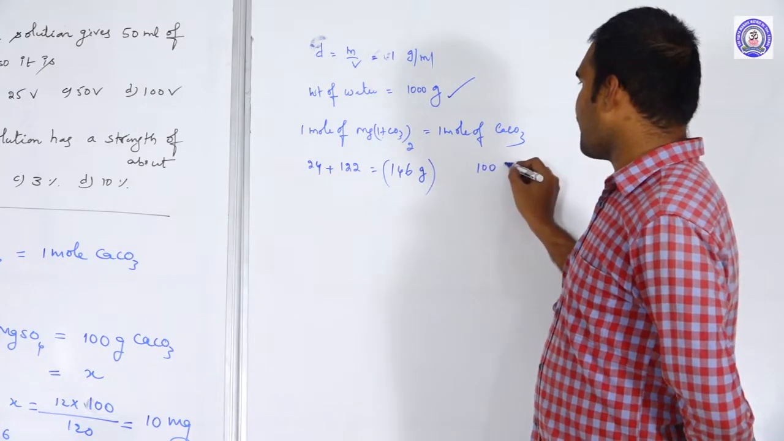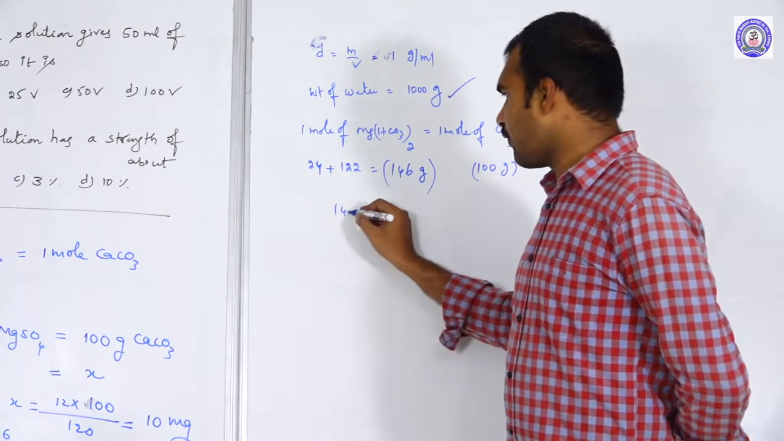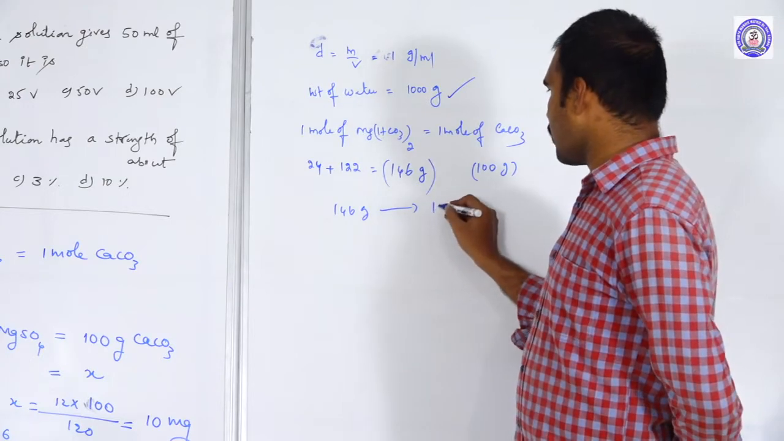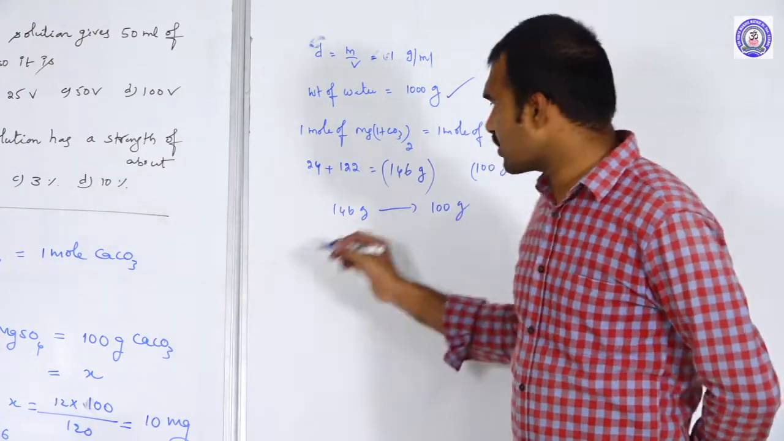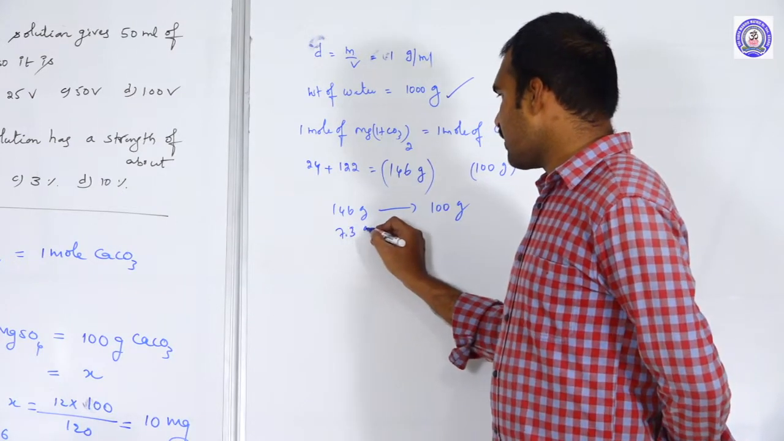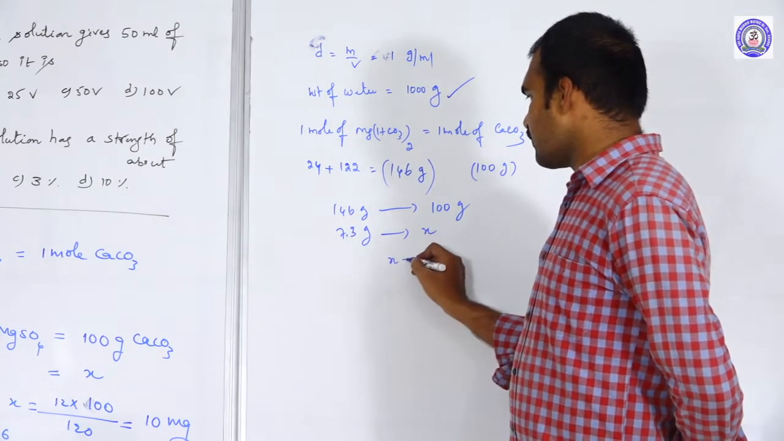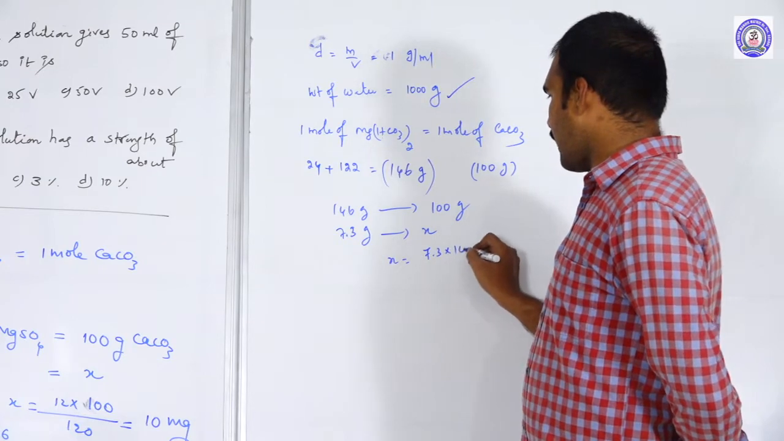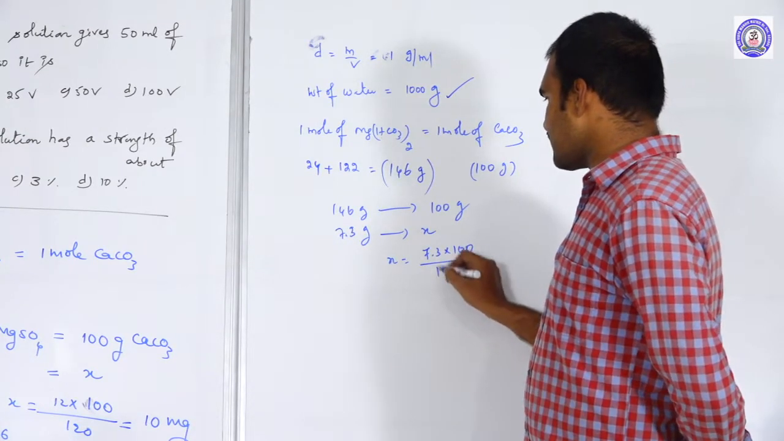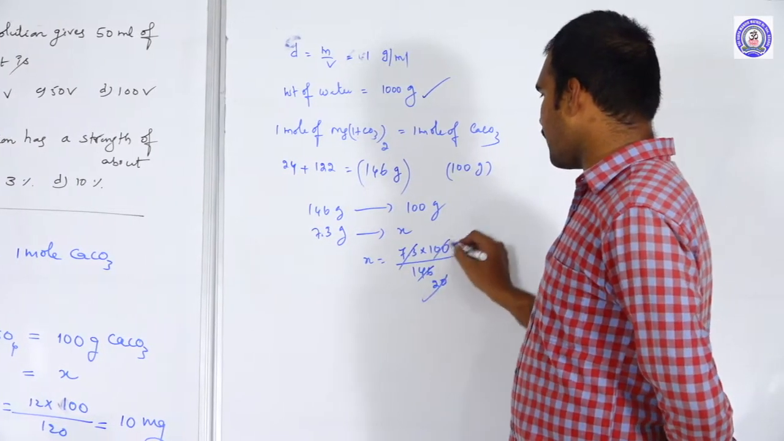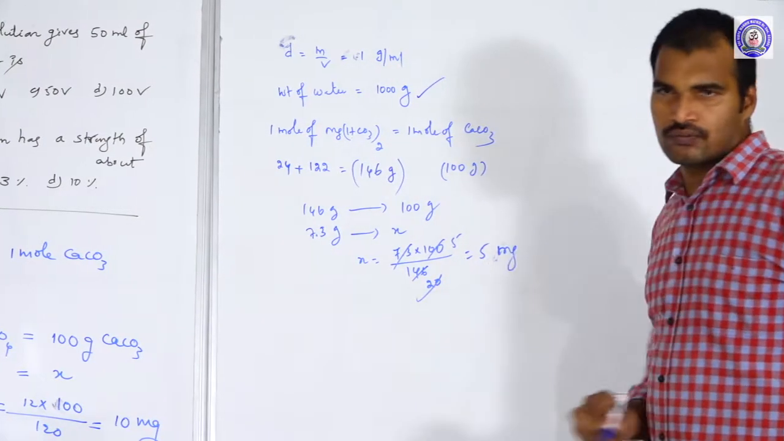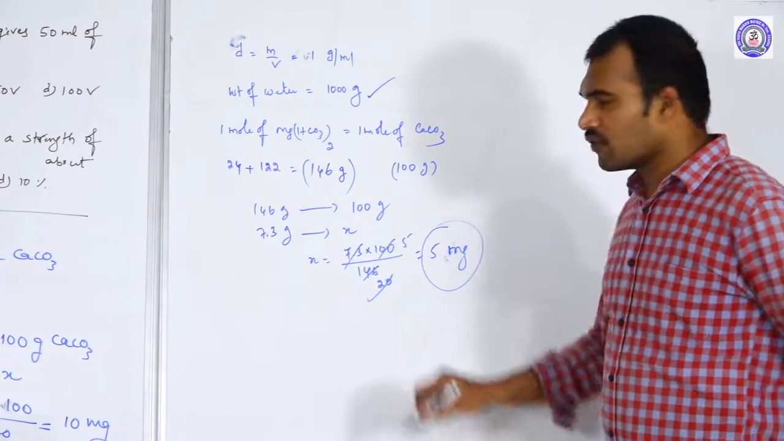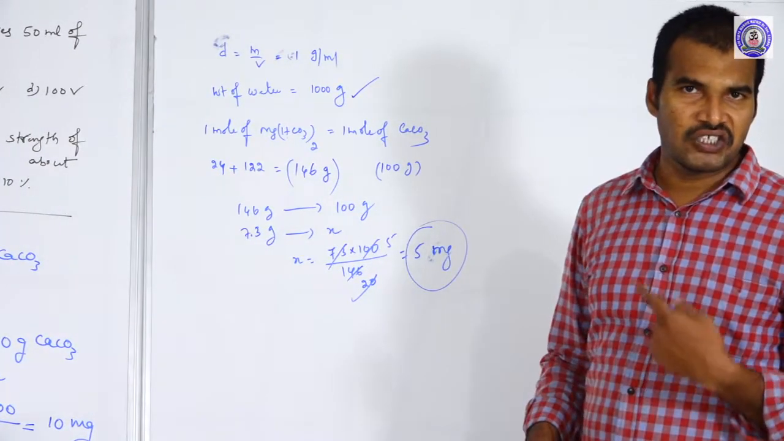Here this is 100 grams. So if 146 grams is equal to 100 grams of CaCO3, then for 7.3 milligrams equal to X, X is 7.3 into 100 by 146. So that is equal to 5 milligrams. This is the weight of CaCO3 present in the form of magnesium bicarbonate.